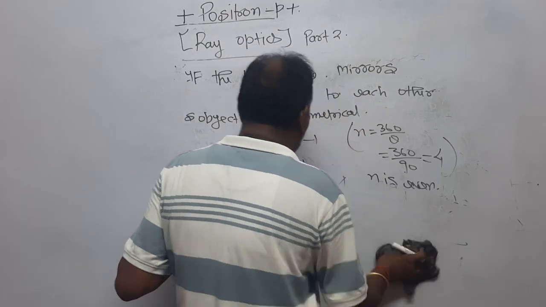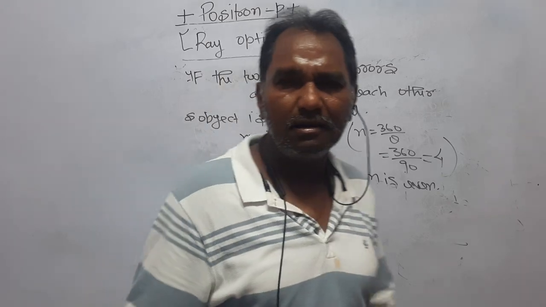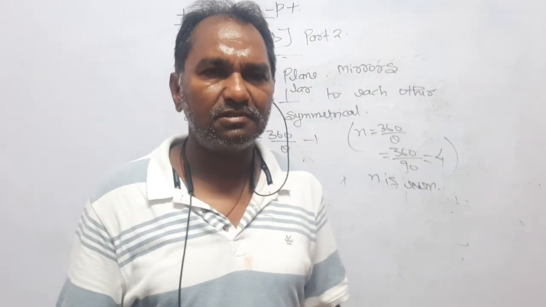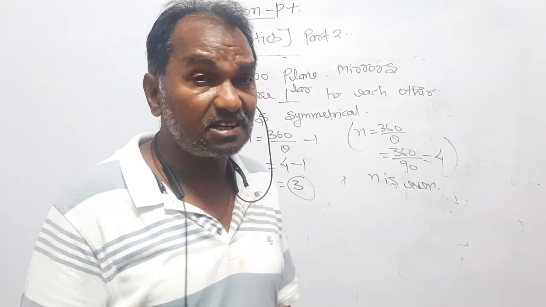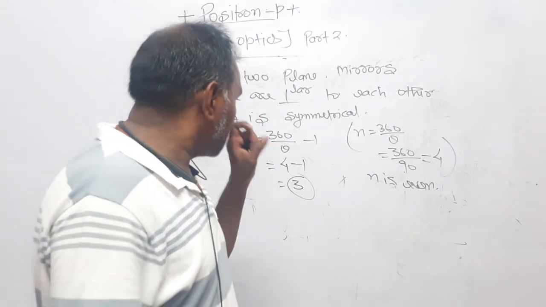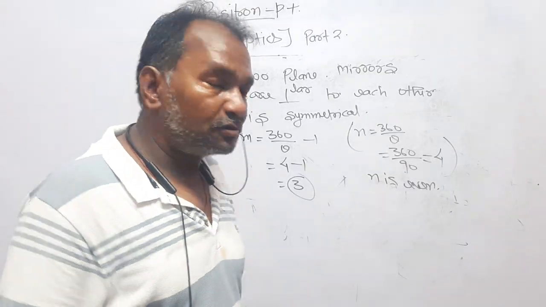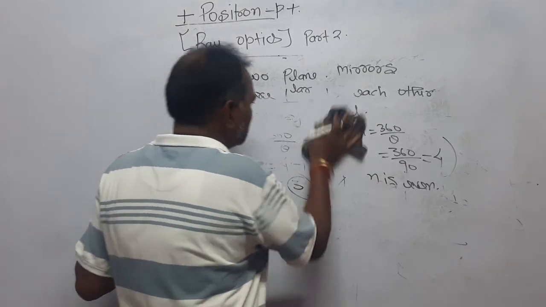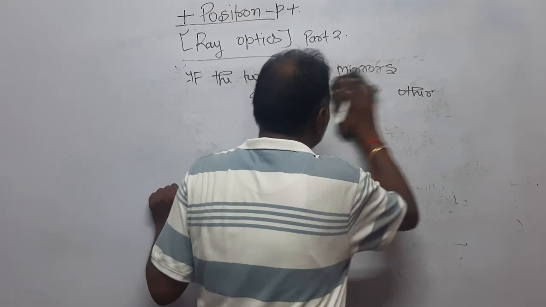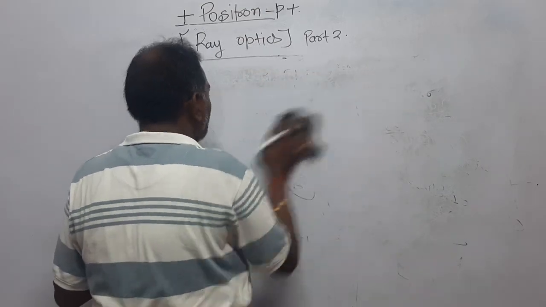If 360 over theta, I mean N, is even, then the number of images will be N minus 1, no matter whether the object is kept symmetrical or non-symmetrical. Let's see how the three images are created, dear students.